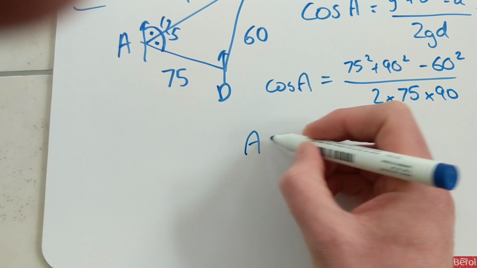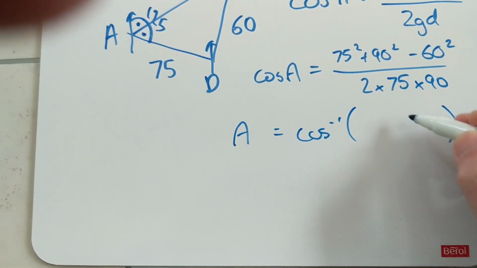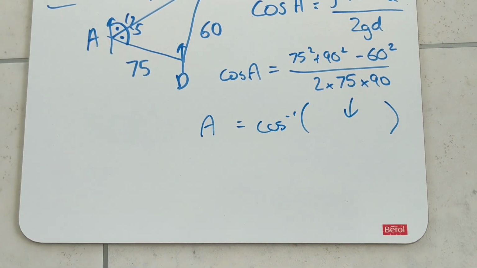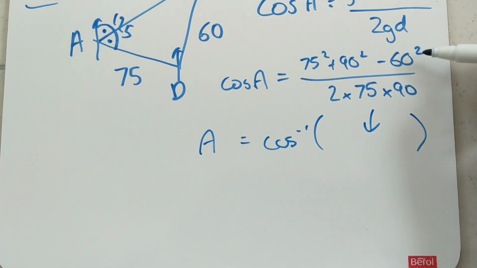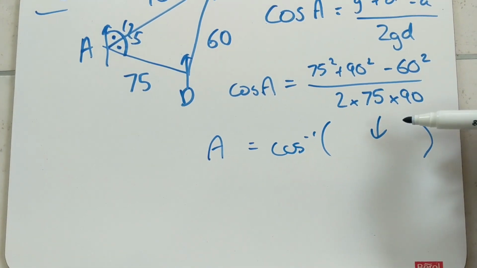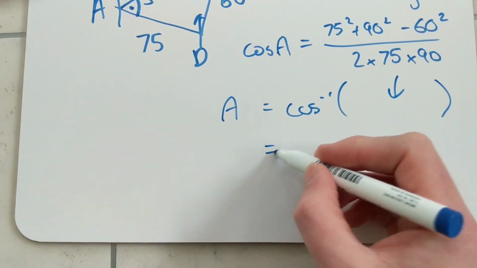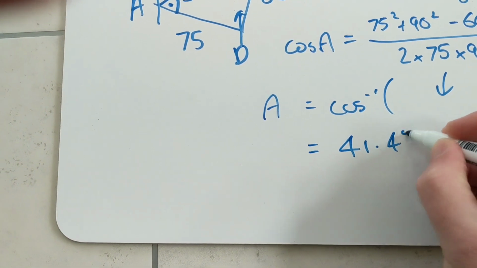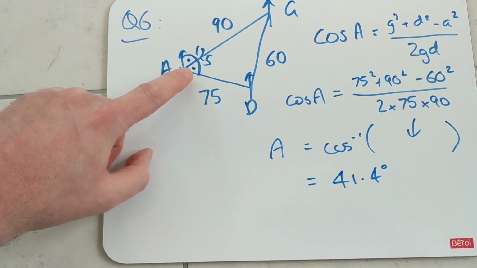To get the angle at A, it's cos to the minus 1 of basically all of that fraction. So if you do cos to the minus 1 of that fraction, in your Casio calculator you can type in exactly as that. If you've not got a Casio calculator, you can do the top line and do the bottom line separately, and then cos to the minus 1 of that fraction. The answer that you do get in your calculator is 41.4 degrees. So that's the angle that's inside the triangle there.